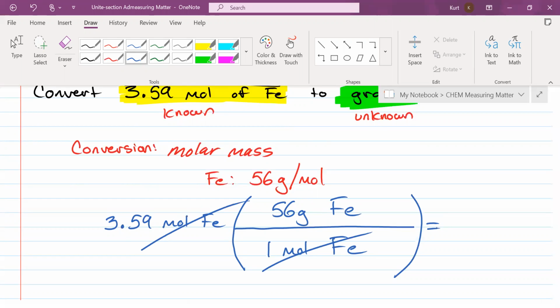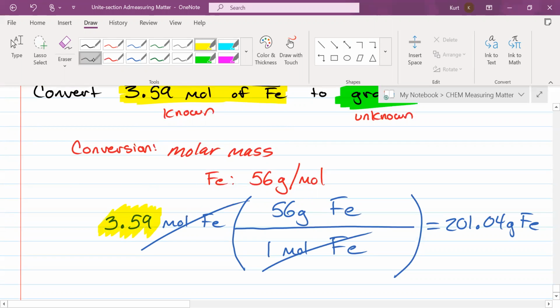3.59 times 56 equals 201.04. But hold on. How many sig figs is 201.04? That's 5. How many sig figs were in your known value? So what would 201.04 be as 3 sig figs? 201 grams of iron. That is your final answer. That was a breeze.